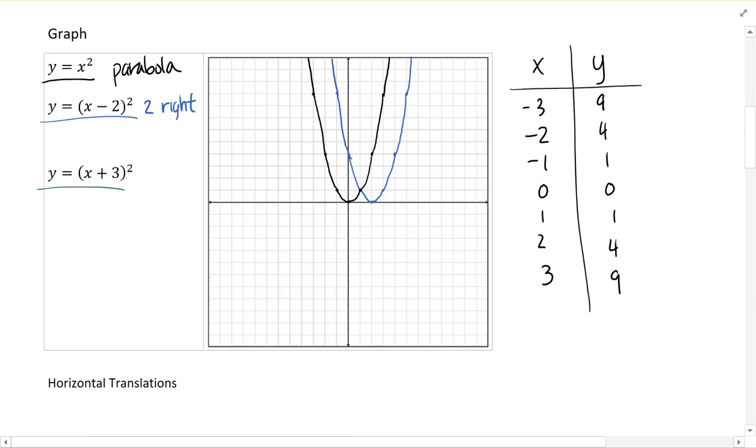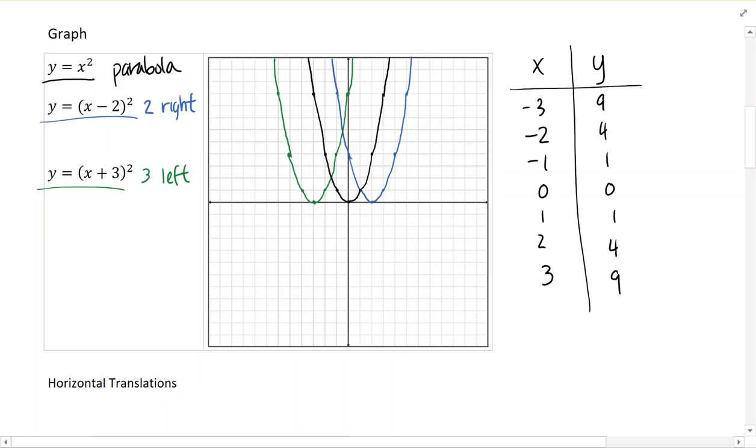Okay, so since the last one you're moving 2 to the right, if you're going to have x plus 3, then you probably figured that you're moving this one 3 to the left. So that one would look something like this. I'm going to go 3 to the left, and then 1, 2, 3, 9. Kind of go up like so. So it's going to look like that. That is kind of what has happened here.